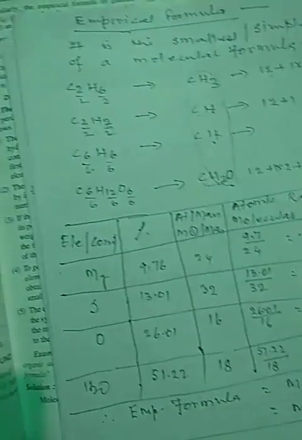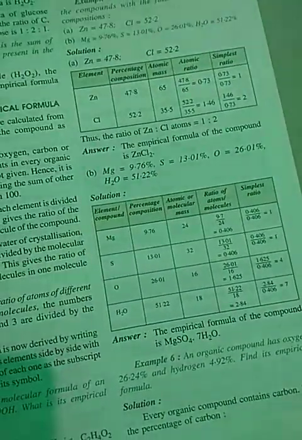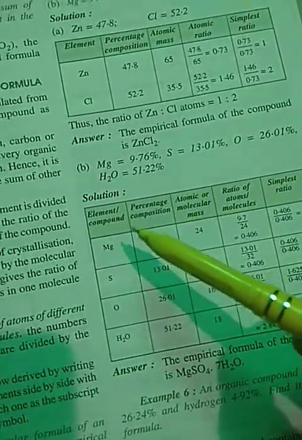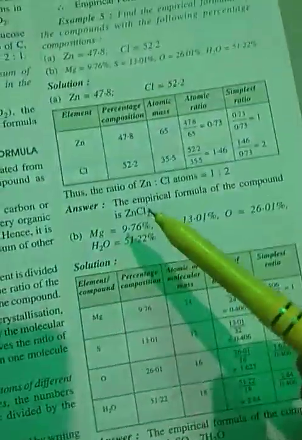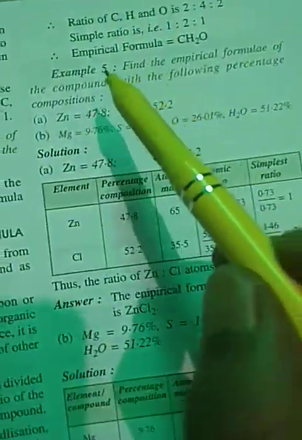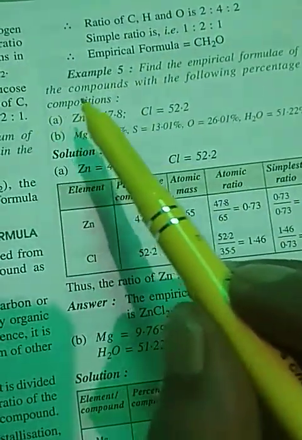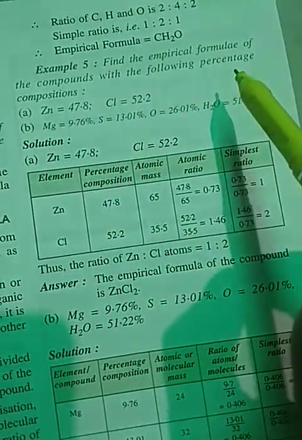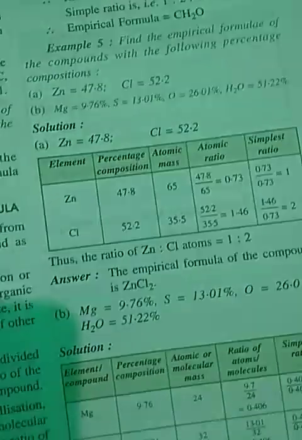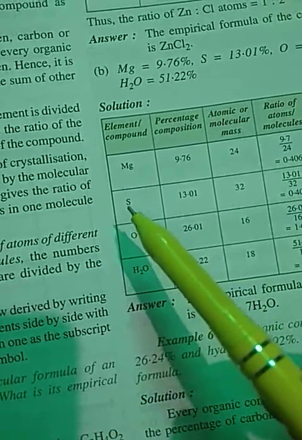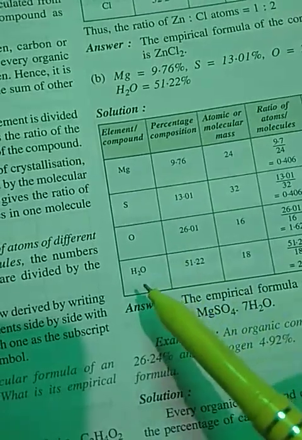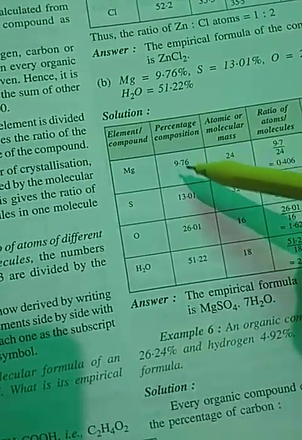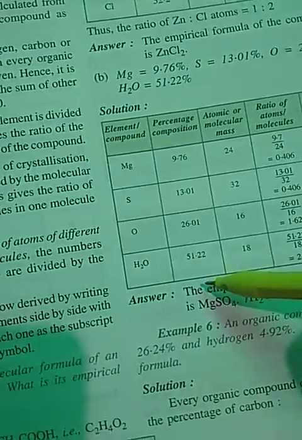One question will be compulsory this year in the board exam. If you are given a compound, and you are asked to find the empirical formula of the compound with the following percentages. You are given a compound, and their percentage composition is given. Magnesium is this much percent, sulfur is this much, oxygen this, and water this. If you add it, it will come to 100.